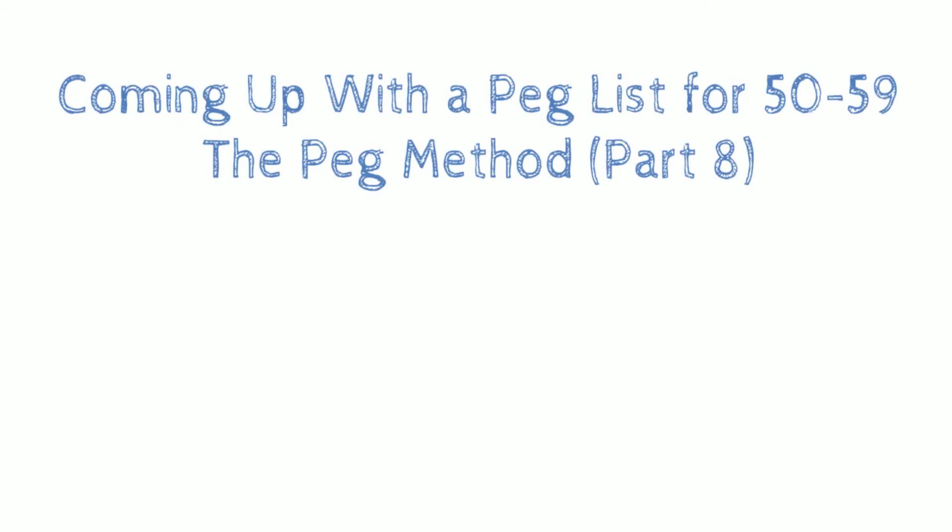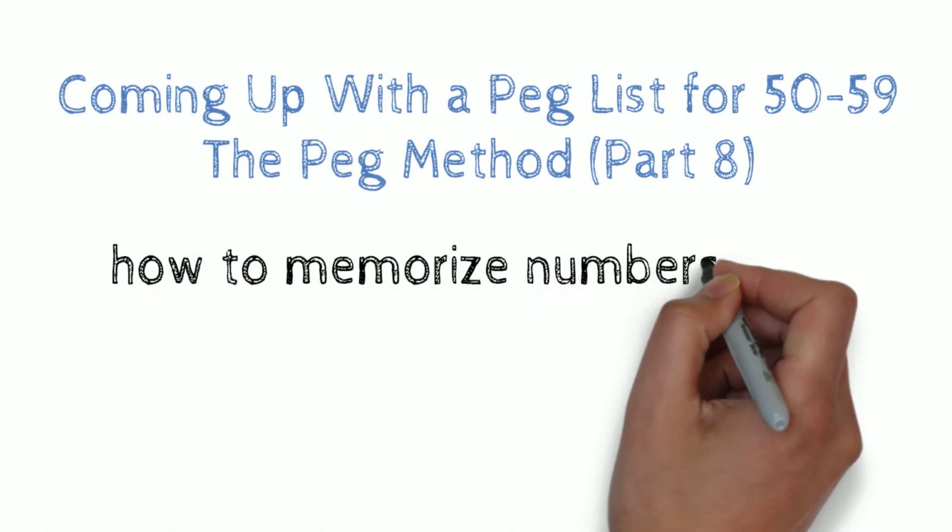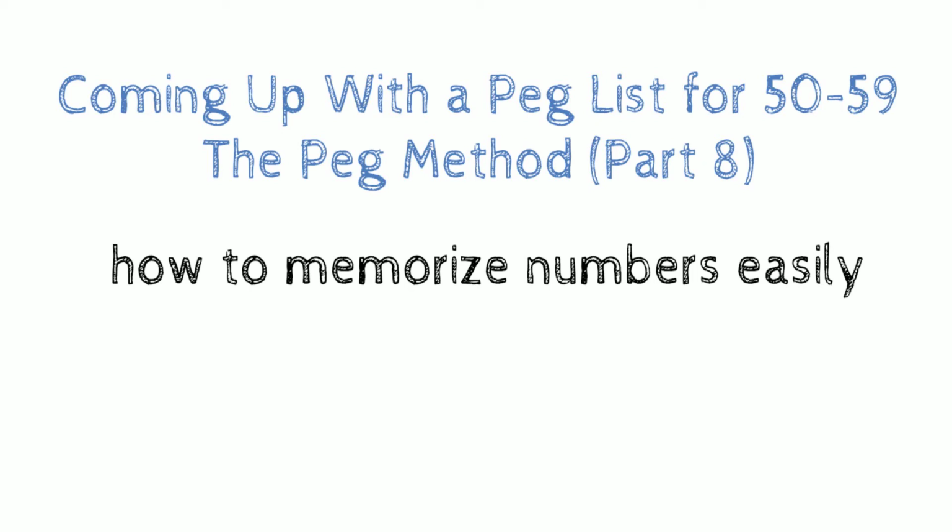Welcome to part 8 of the How to Memorize Numbers Easily series, where we'll talk about the process of setting up peg words for numbers 50 to 59.